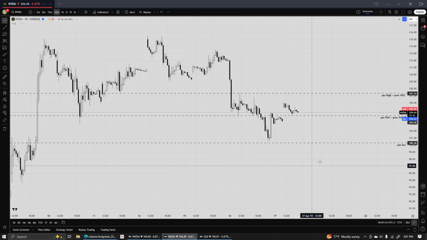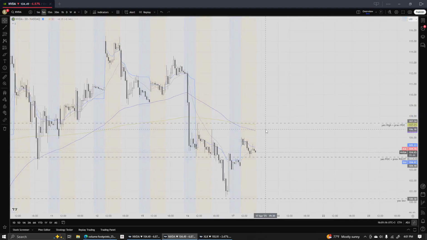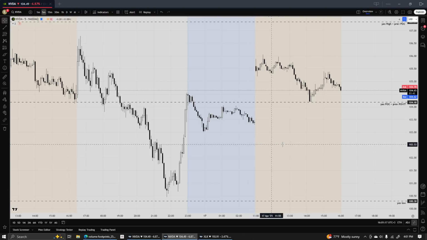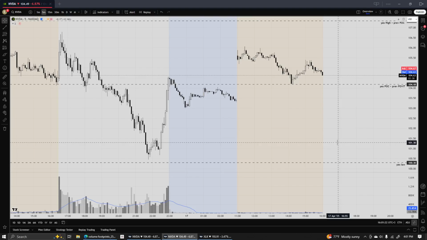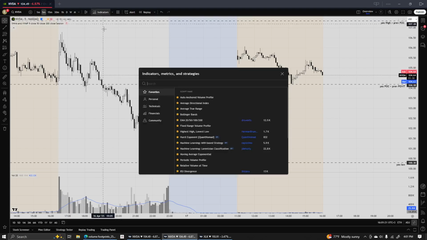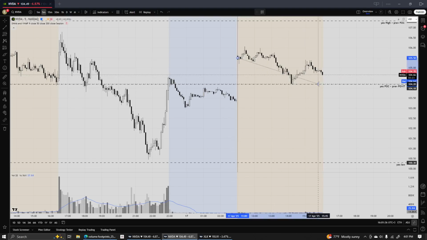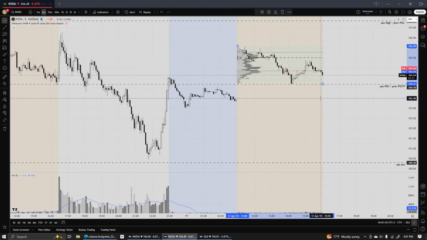Let's take a look at the 5 minute pre-market. Okay, so right at the top, 106. Let's do a small volume profile. Let's take a look at the visible range volume profile. No. Indicators, fixed range volume profile. Where was the most volume done today? The most volume was done at 105.5.